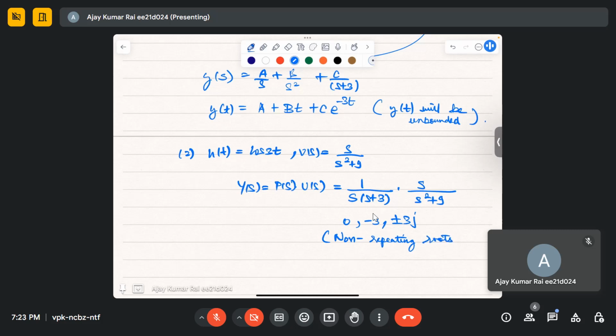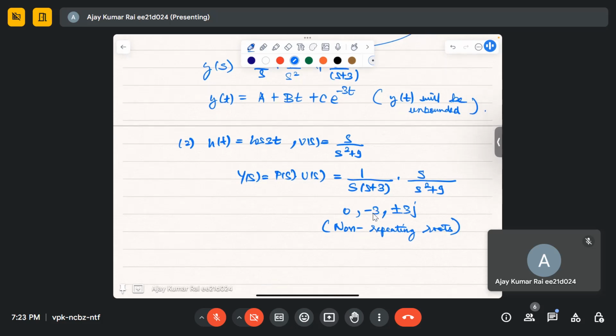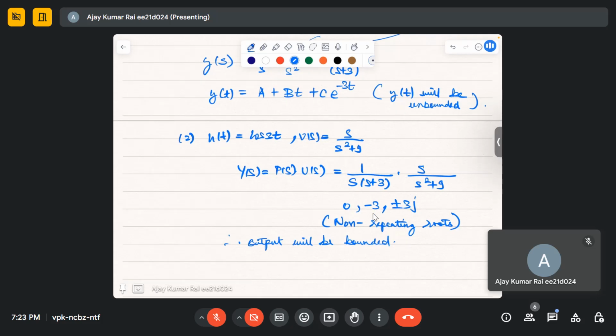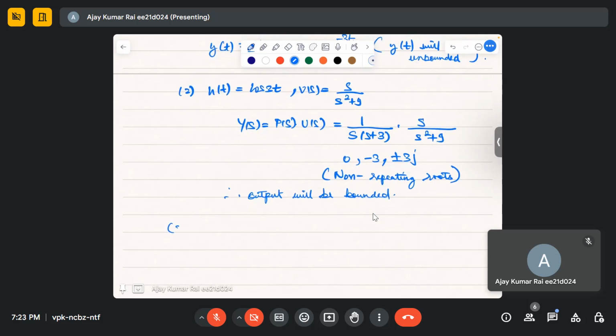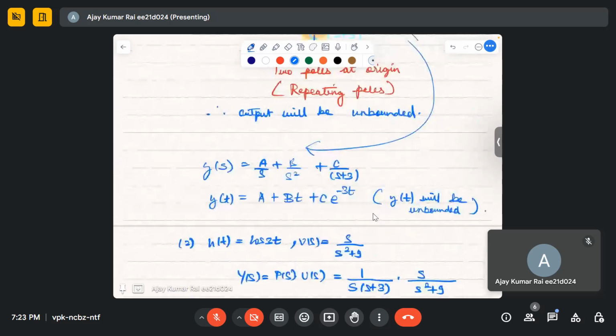So we have non-repeating roots here. What can we say? For this cos 3t, the output will be bounded, because you're getting non-repeating roots. You can find y(t) also, and there you can check; you'll get the same answer. Let's check for the third.